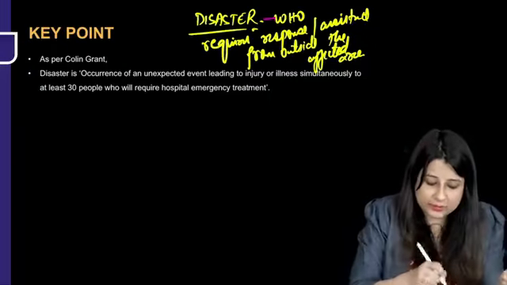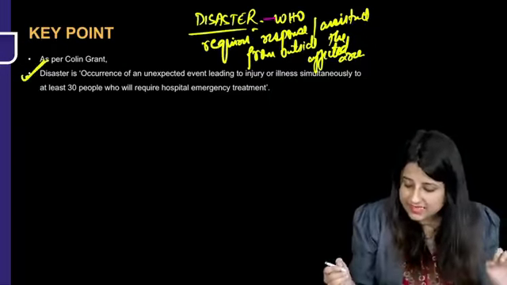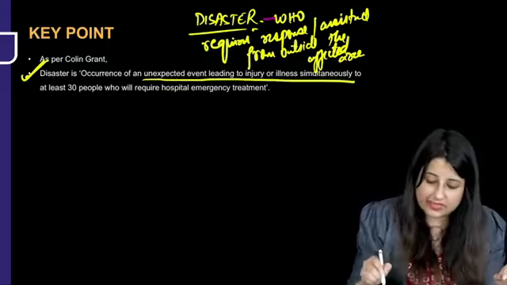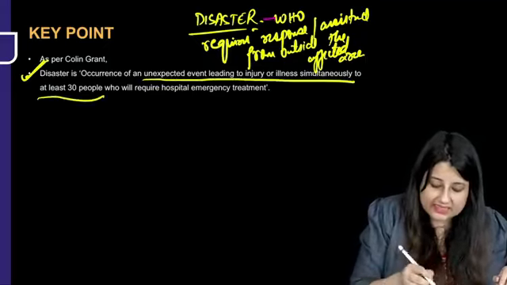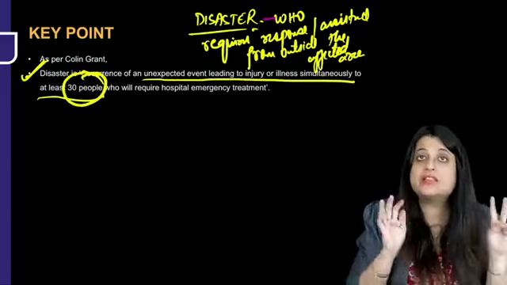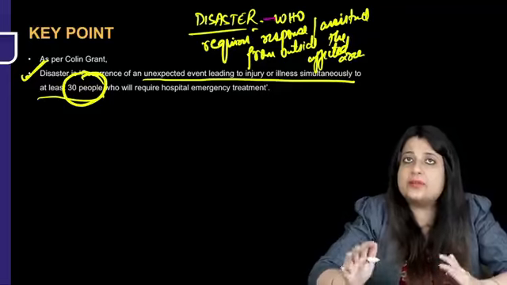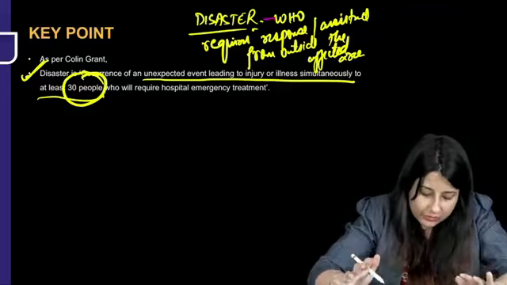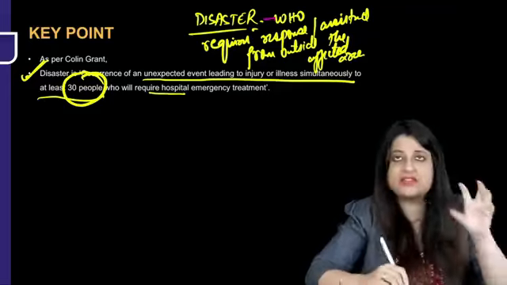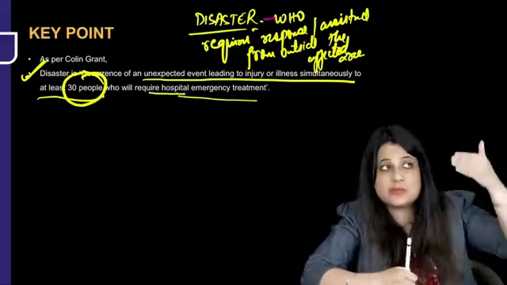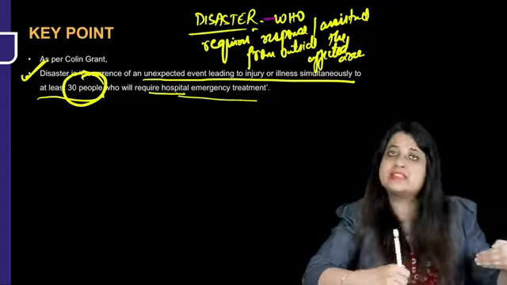As per Colin Grant, please remember, disaster is the occurrence of an unexpected event leading to injury or illness simultaneously to at least how many people? 30 people. They can ask you if a disaster needs to affect 100 people or 1 lakh people. No, only 30 people who will require hospital emergency treatment plus help from outside, that is a disaster.